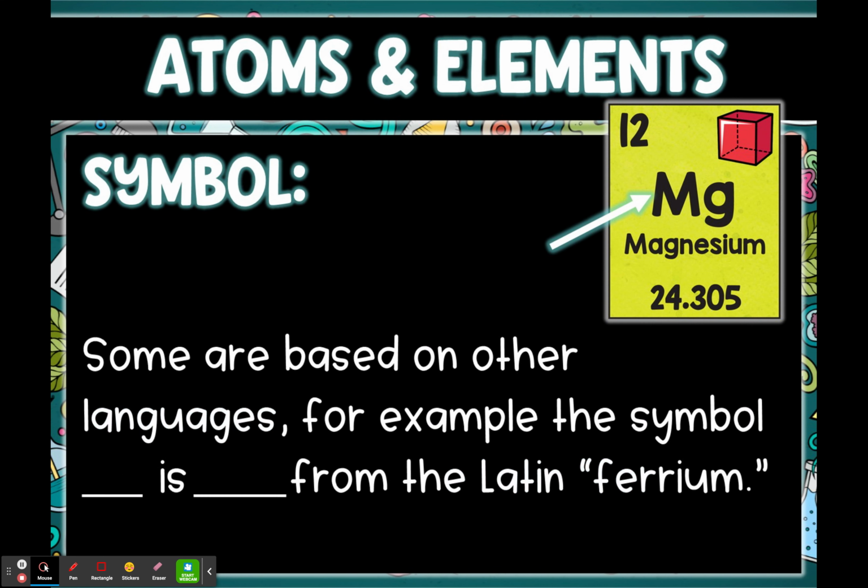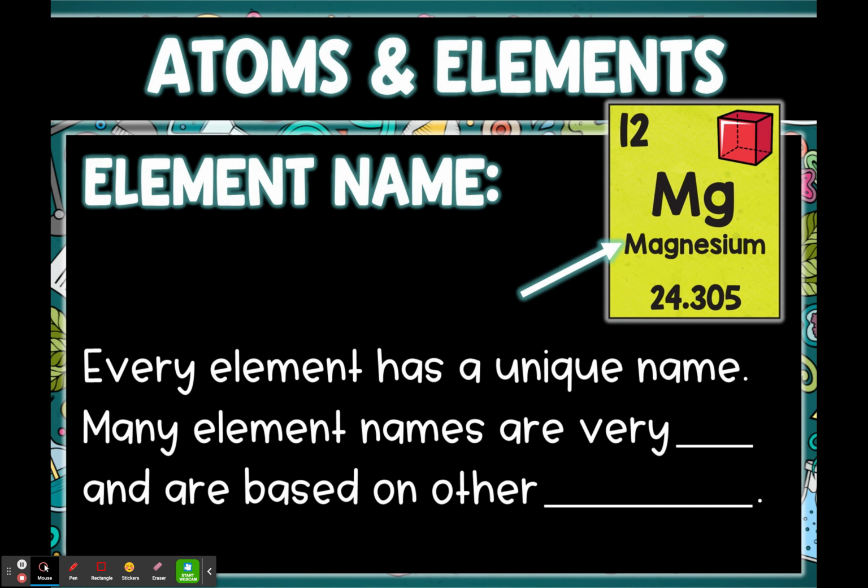Some are based on other languages. For example, the symbol Fe is iron, from the Latin word ferrum. So Fe is the symbol for iron. And you're looking at iron in the English language, like where does Fe even come from? But it's a Latin word, and that means iron.